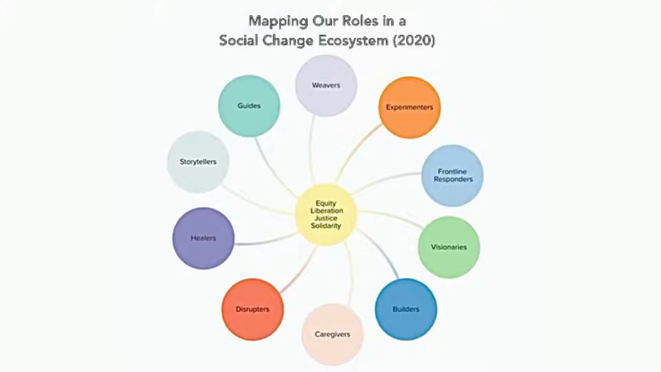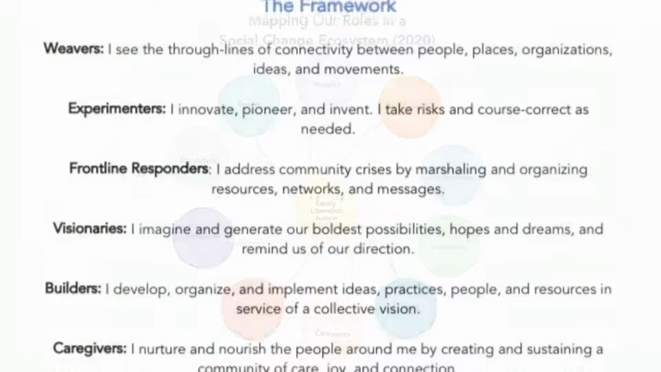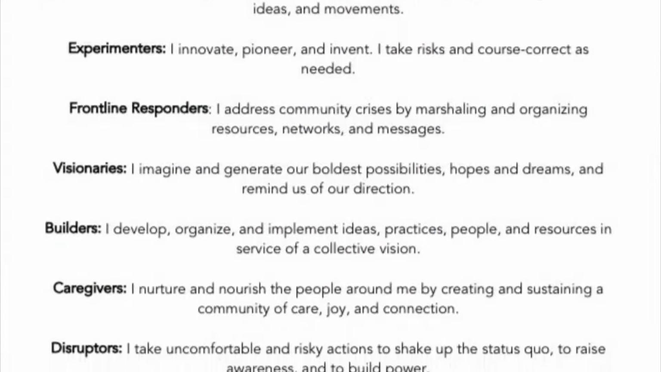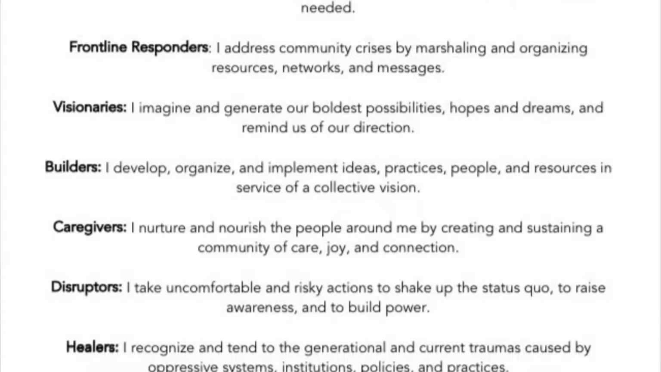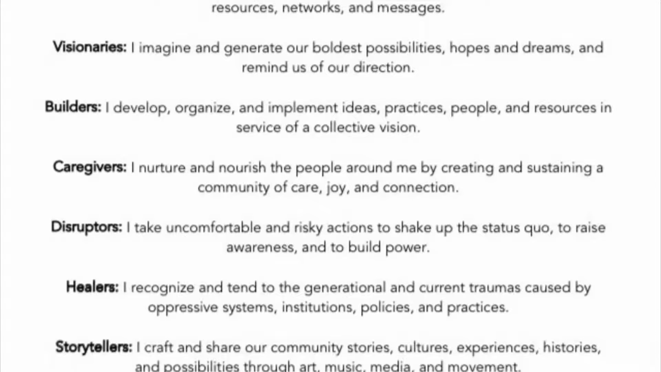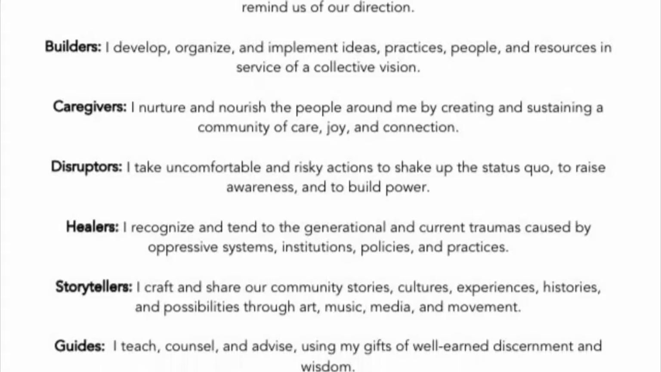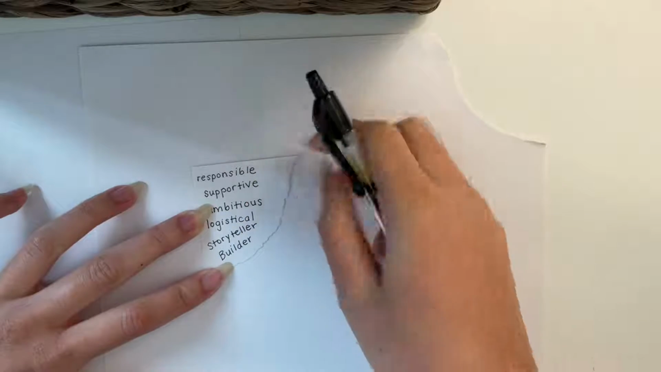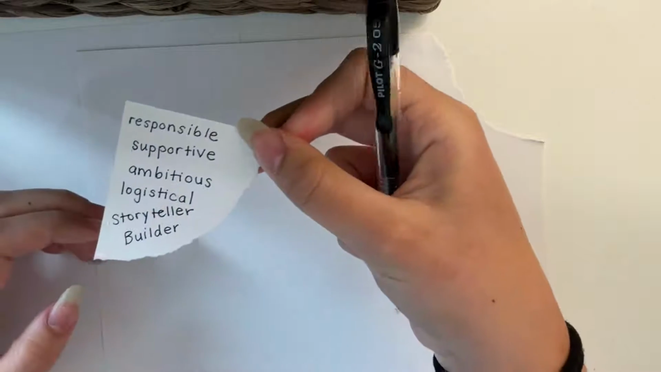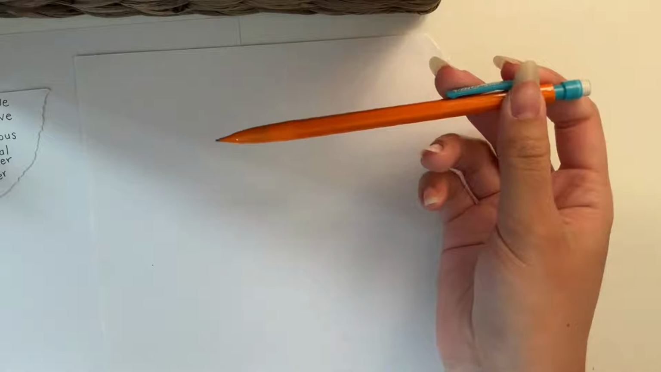You're going to review the words you've already written down on your piece of paper and identify 2 of these roles that you identify with. So for example, I chose storyteller and builder. Since a lot of my words involved creativity, those are the roles I chose.